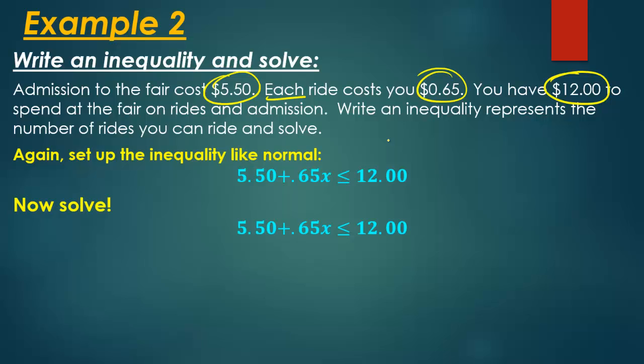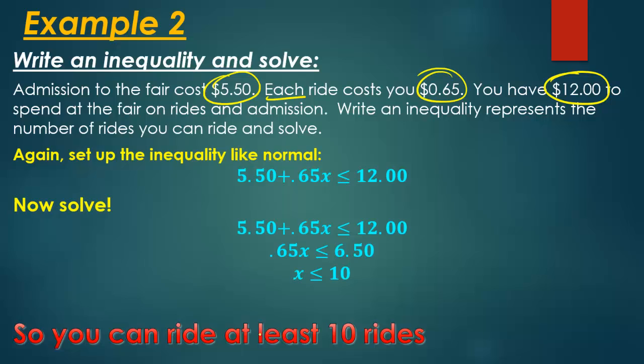Subtract 5.50 from both sides, which is going to give you 0.65x is less than or equal to 6.50. Divide both sides by 0.65, and you get x is less than or equal to 10. So you can ride, that's wrong, 10 rides or less. Easy enough, but it can get confusing.